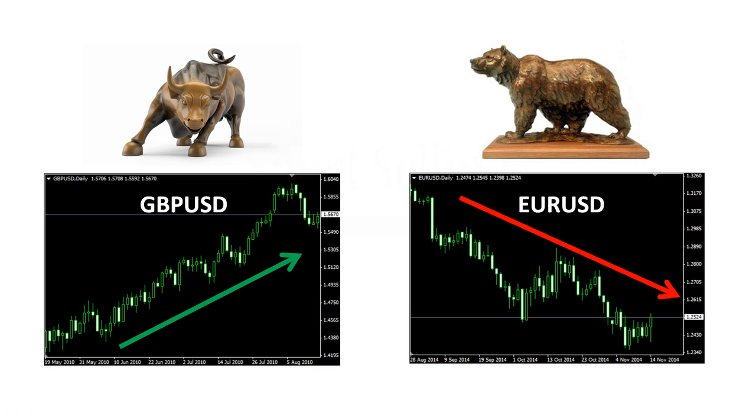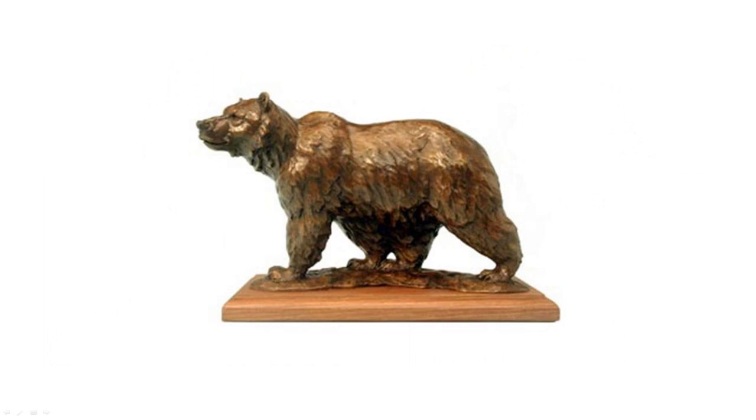As we've already established, there are two types of traders on the Forex market. Bulls, traders who invest into the growth of a Forex currency, and bears, who invest into the decline of a Forex currency. So today we're talking about short selling, and that is applicable to bears. Let's look at our Euro US dollar example in more detail.